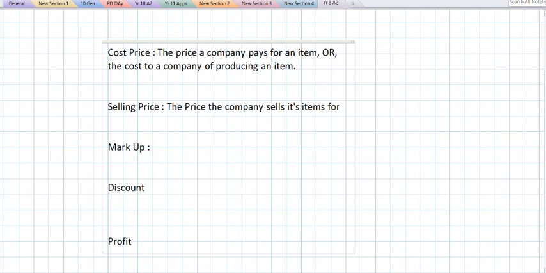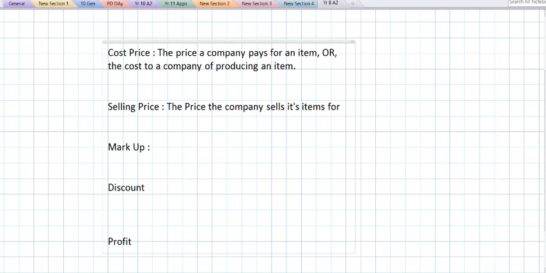Has anybody heard of markup before? Alright. So, I guess the question is, how do companies make a profit? Companies make a profit by buying, say, take for example my stapler. They might buy my stapler for $5, but then they will sell it for $10. And the difference between those two is called the markup.